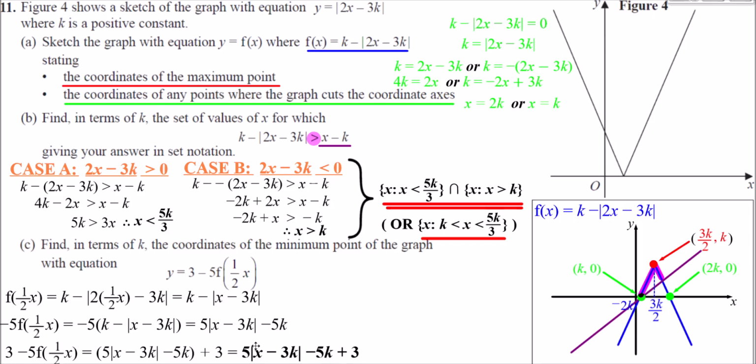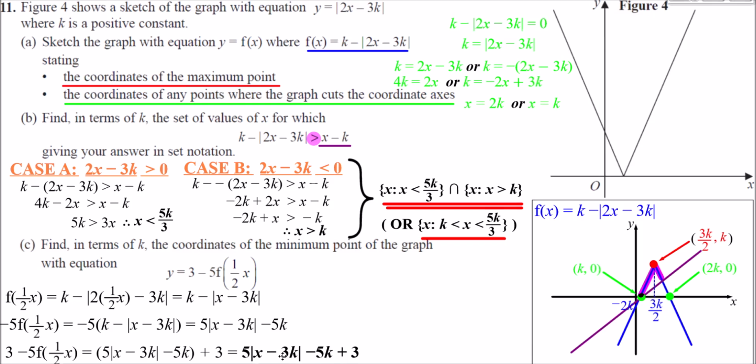Now we've got this fully simplified equation, we can now consider where the minimum point of this graph is going to be. Well, the modulus of something can only ever be non-negative. The smallest it could ever be is 0. So the minimum point here is when the modulus of this is going to be equal to 0. This modulus will be equal to 0 when the stuff inside it is equal to 0. So when is x minus 3k equal to 0?